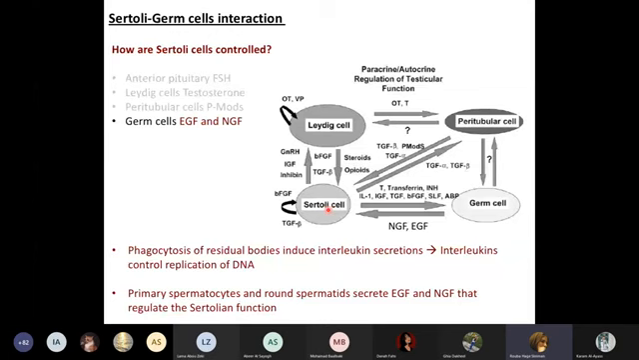At the same time, when the primary spermatocytes and the round spermatids are formed, they will secrete epidermal growth factor and NGF, which are very important factors to stimulate Sertoli cells to secrete these hormones again. So it's as if there is communication, and they respond to each other's molecules, so that they can communicate via these molecules. Now I move to a new part in this chapter, which is sperm transport.